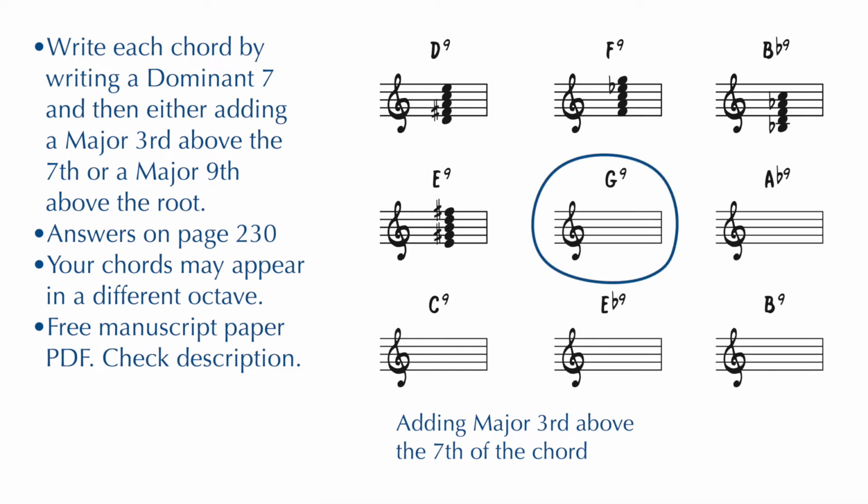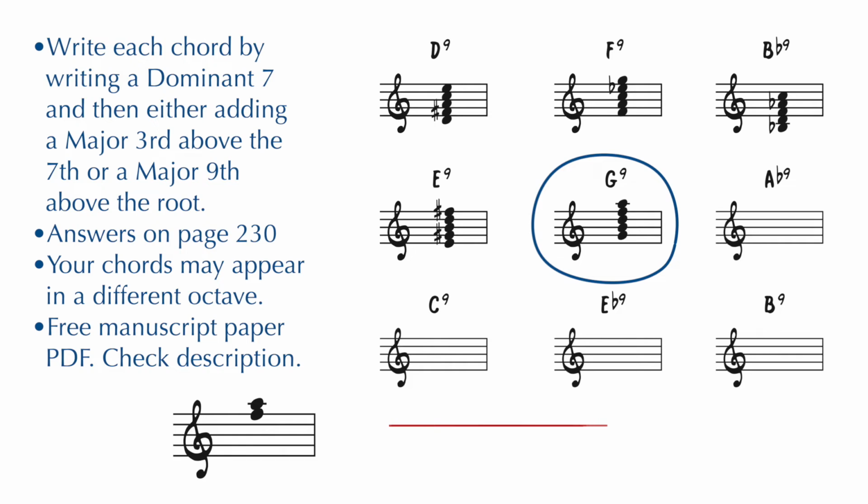Number 5, G9. First write a G7 chord. That's going to be G, B, D, and F. Then we add a major third above the 7th of the chord. The 7th is F. A major third above that is A. Stack those notes all together. You have G, B, D, F, and A, or G9.